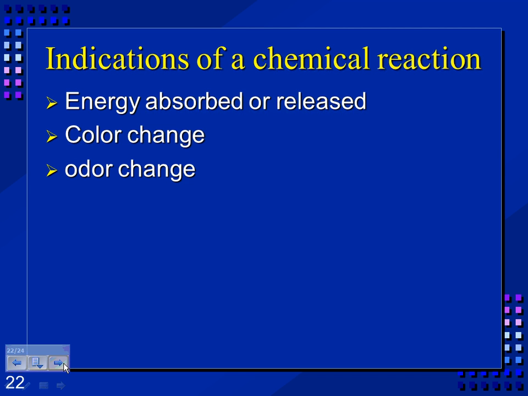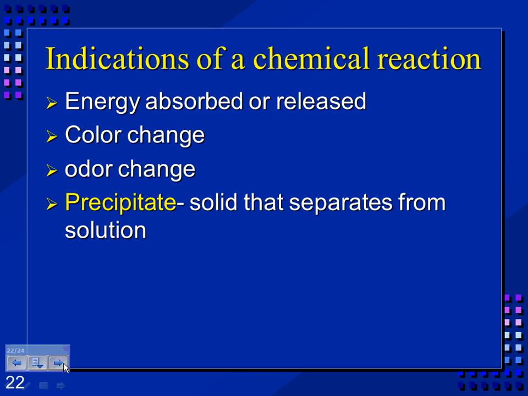An odor change is because maybe I don't see a gas produced, but I can smell an odor. So that tells me there is a different gas that was produced in this. So it's just another way to identify a production of a gas. Then a precipitate. If I take two solutions, two things that are dissolved in water, and I mix them together, and all of a sudden a solid is produced, then that means I've had a precipitate.